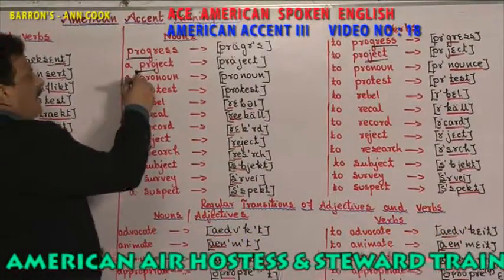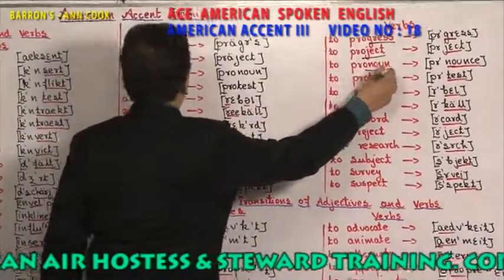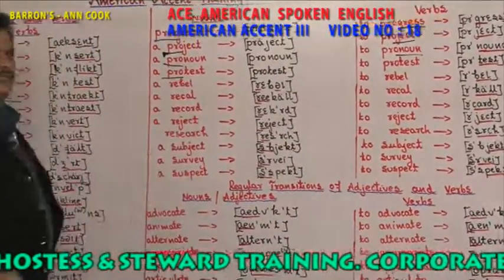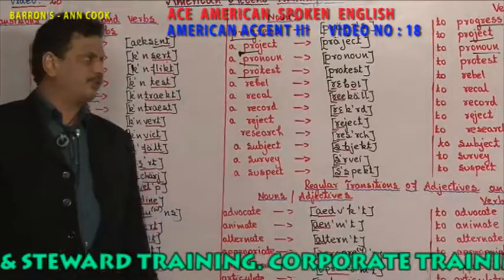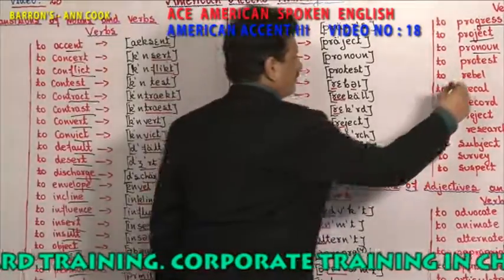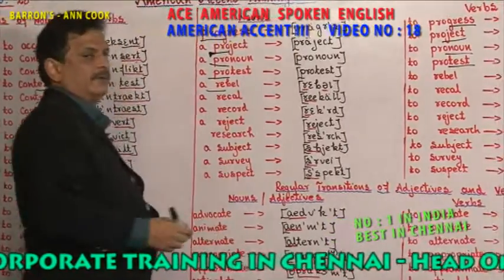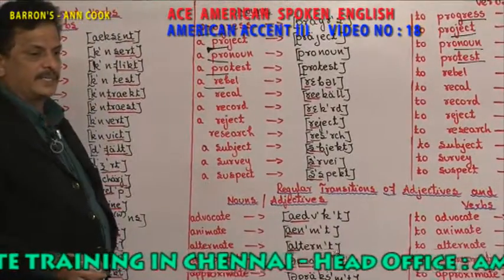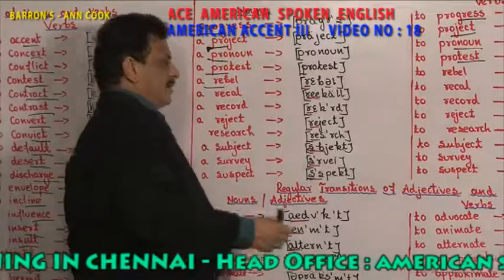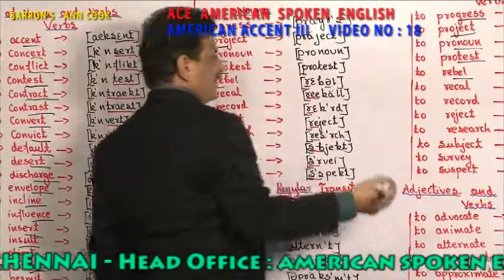Pronoun. A pronoun. To pronoun. Protest. It is a protest, right? It is a strike. Protest. You show your protest. A rebel. What do you mean by rebel? He is a person who fights against certain authority. To rebel, you say verb.